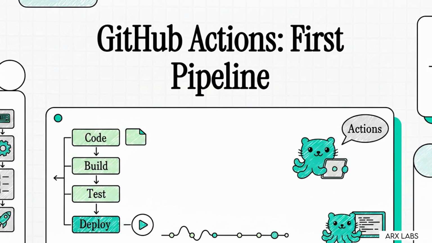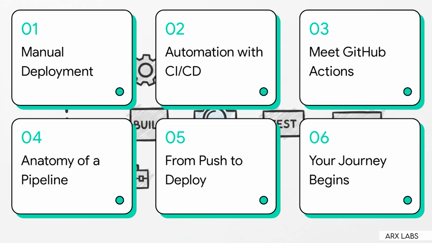So let's dive in. Okay, here's a quick look at where we're headed. We're going to start with the pain of doing things by hand, then we'll find a better way with CI/CD. We'll get to know GitHub Actions, break down a real pipeline, see how it all works, and then figure out what you can do next.